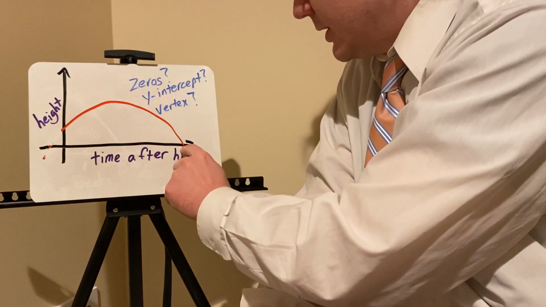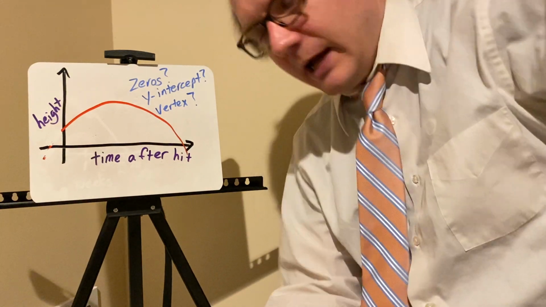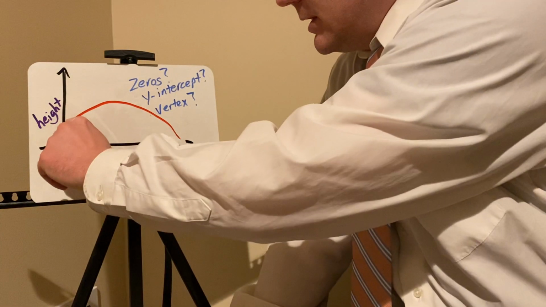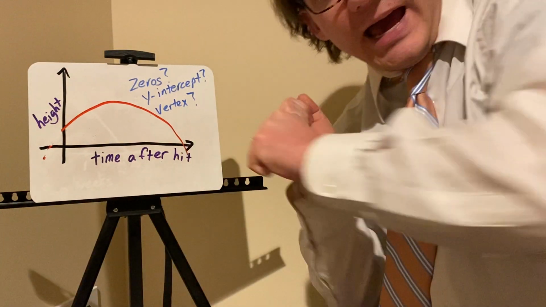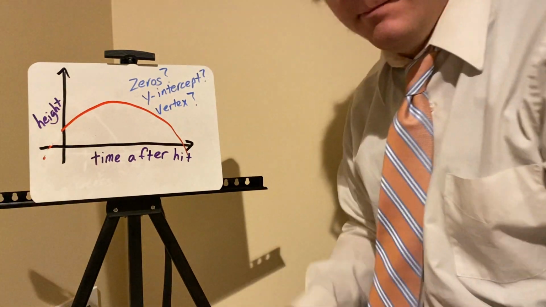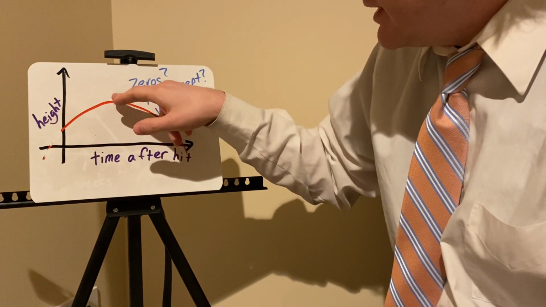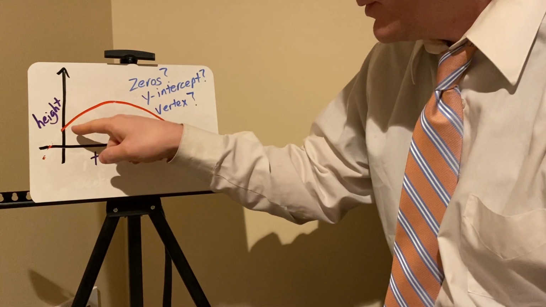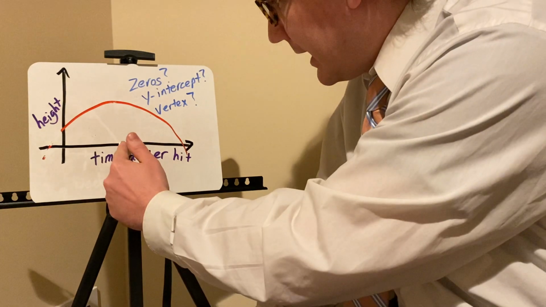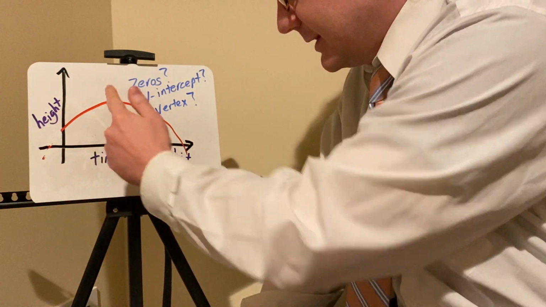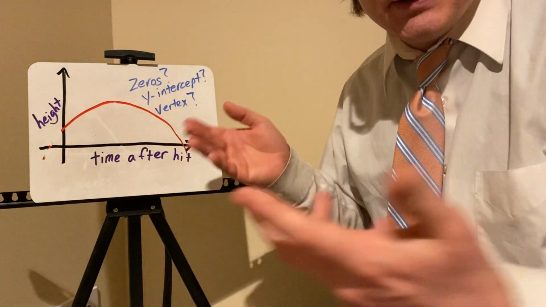So my zeros, this right here, is when the ball hits the ground. So we could tell how long it took after the ball was hit till it hit the ground. That'd be your zeros. Your y-intercept is going to be the height when the ball was hit. So when the bat hits the ball, that's going to be your y-intercept right here. Your vertex represents the highest point, specifically two things. Your y-coordinate tells you how high the ball got, and your x-coordinate tells you what time after it was hit. So how long did it take to get there? It's generally how you use the key characteristics of quadratics within these projectiles.